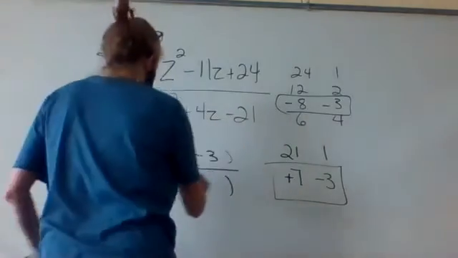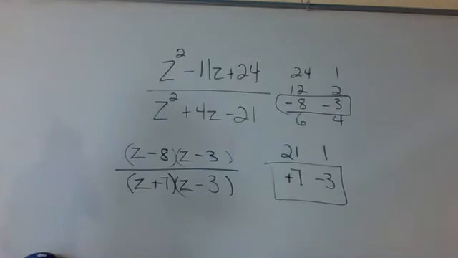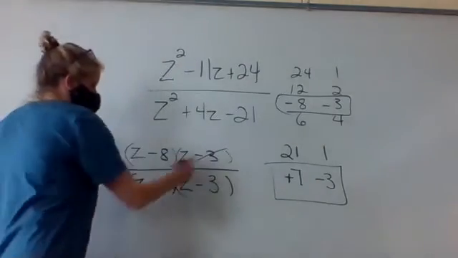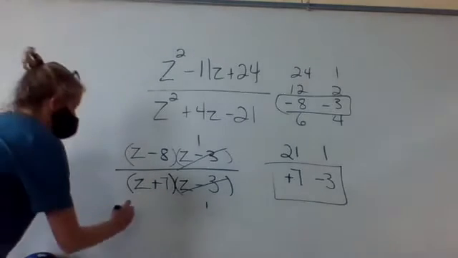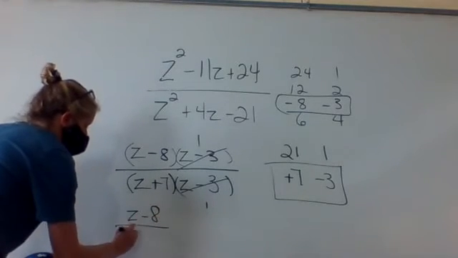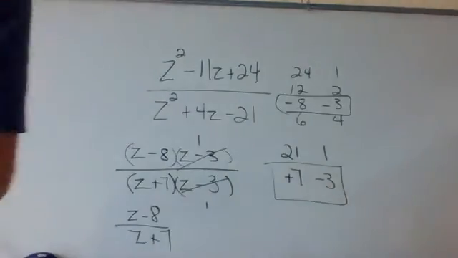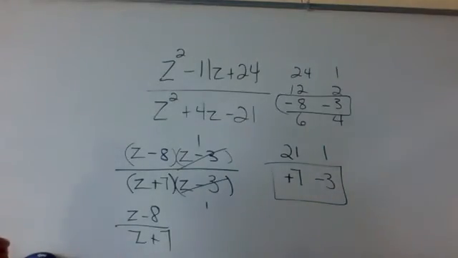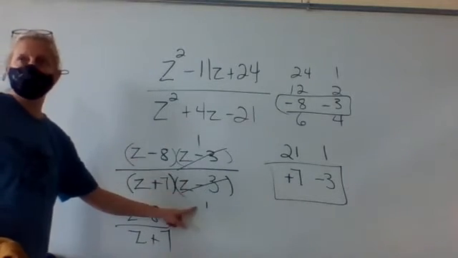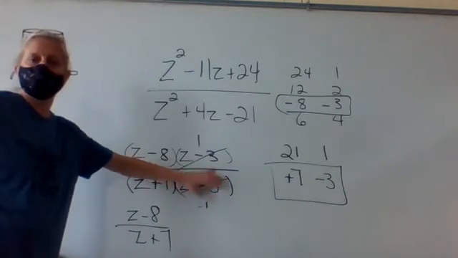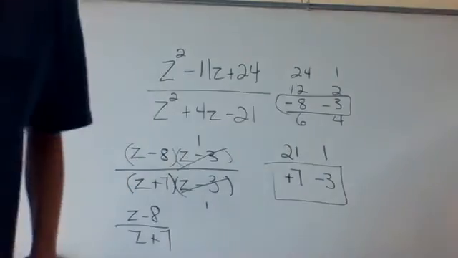So let's see, what do I need? I need a positive 7 and a negative 3. The z minus 3's cancel. So what are you left with? z minus 8 over z plus 7. Now, when I say cancel, they're actually just turning into ones. Anything over itself is a 1, which is actually going to be important on this last problem.